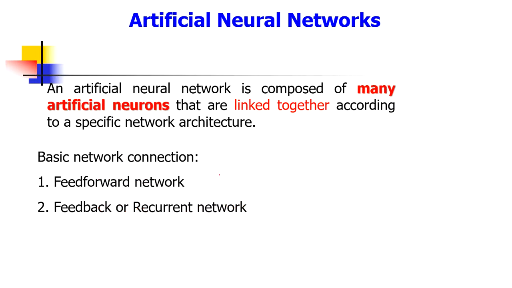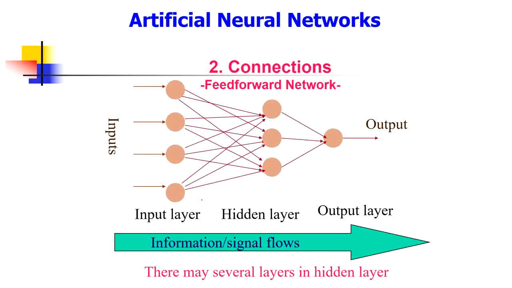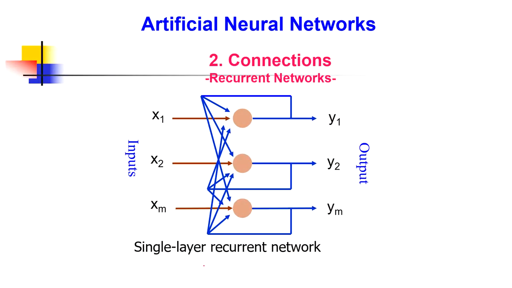The connection of the artificial neural network can be in two ways. The first is the feed-forward network, and the second is the feedback or recurrent network. Feed-forward means a one-way process, from the input to the output, fully connected between each of the neurons. So this is the feed-forward connection. The second is the recurrent connection.